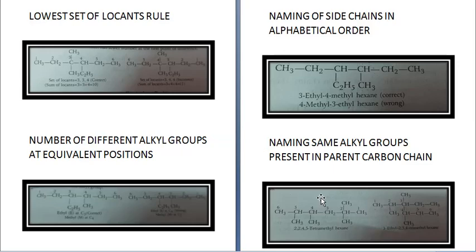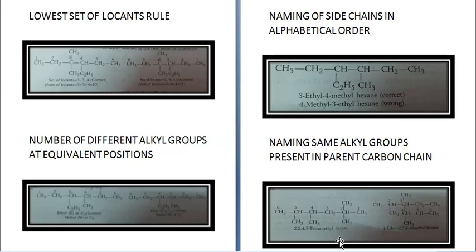When the same alkyl group occurs more than once, the positions of the alkyl group are separated by commas and the prefix di, tri, tetra is used. See here, it is not 2nd and 3rd, it is 2 methyl groups on the 2nd carbon, 1 on the 4th and 1 on the 5th. So it is written 2, 2, 4, 5 tetramethyl, and the total number of carbons is 6, so hexane. Alright, so in this way the naming is done.